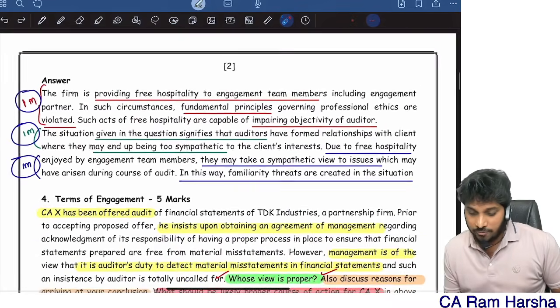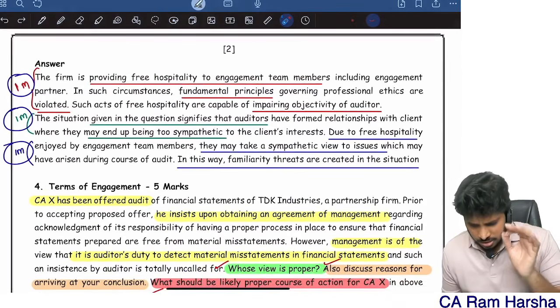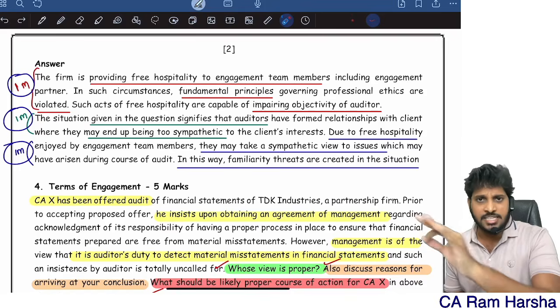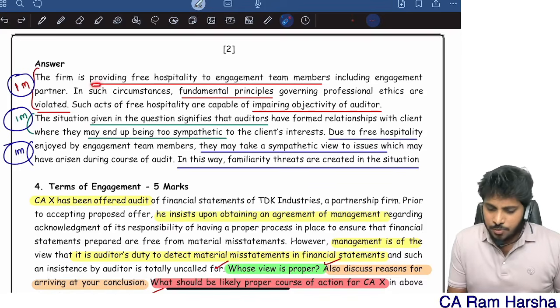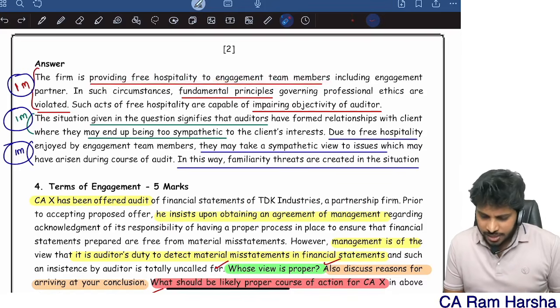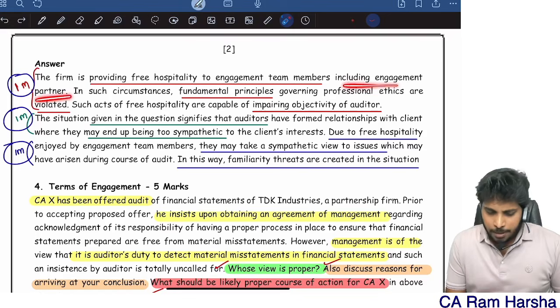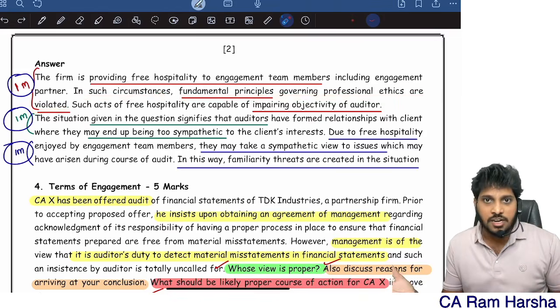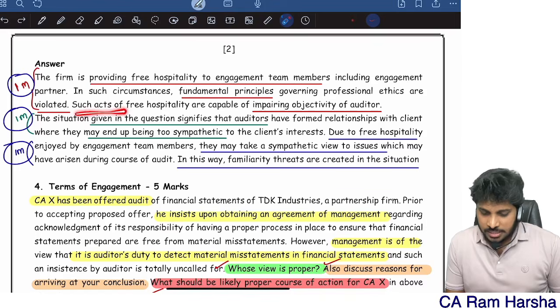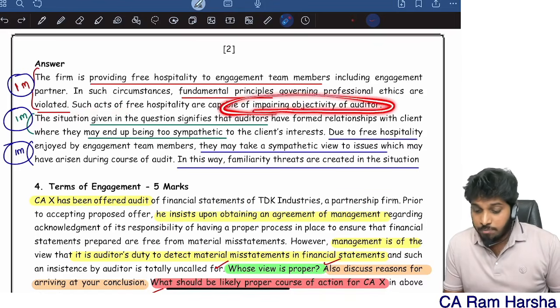See how I have divided the answer. This is how marking will be given to you in the ICA exam also. The same way you need to value your paper. First, the firm is providing free hospitality to team members, right? Yes or no? Including the partner. In this case, the fundamental principles of professional ethics are violated. All the fundamental principles are violated. Such acts are impairing objectivity.